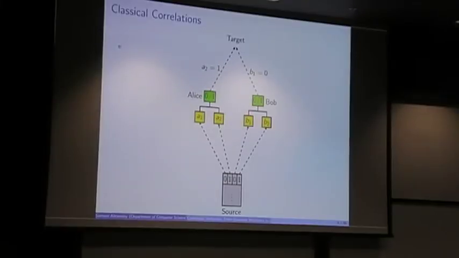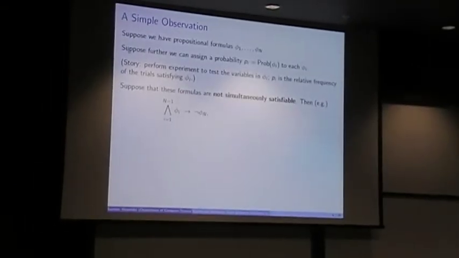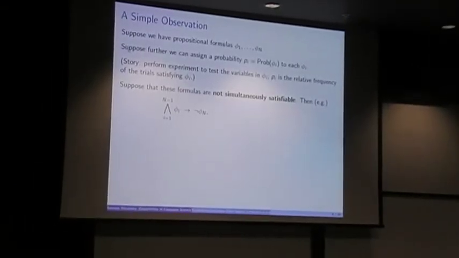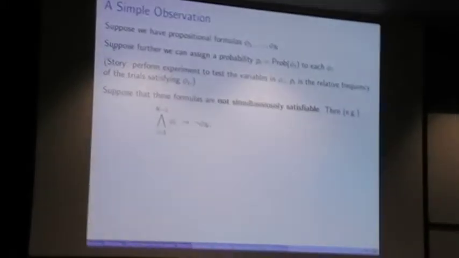And from a setup like this, where we can get statistics by repeatedly going through rounds of this process, the agents choosing registers and then looking at the outcomes, we can get probabilities that we assign to these formulas. Okay. Now we make one crucial assumption, and this is the whole content, as it turns out, of the idea of how we're able to constrain the behavior of classical sources of the kind that we were just talking about.